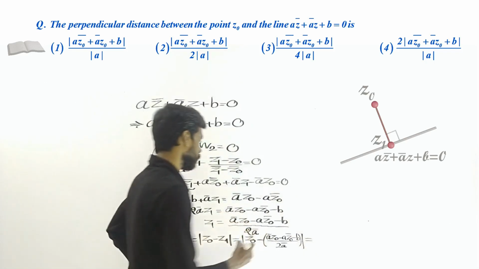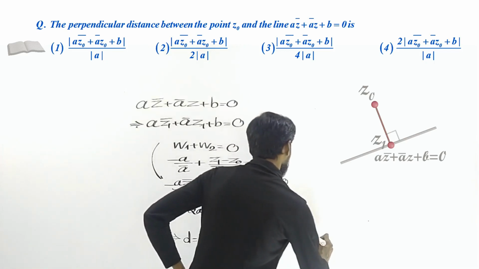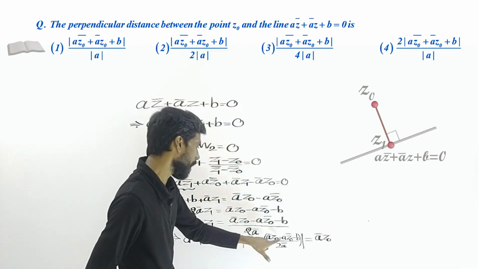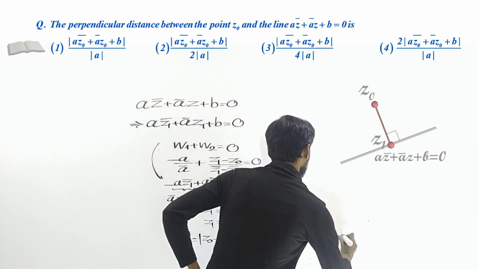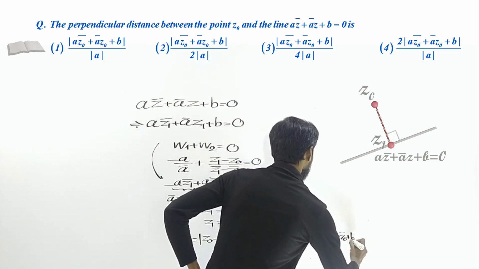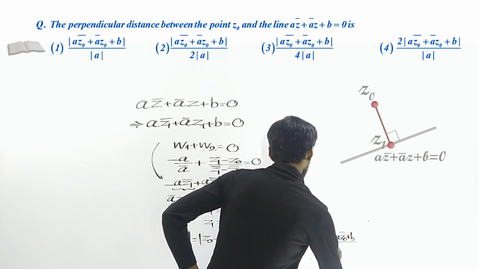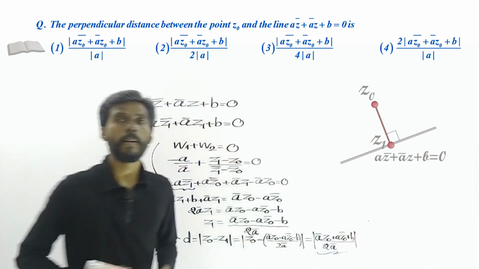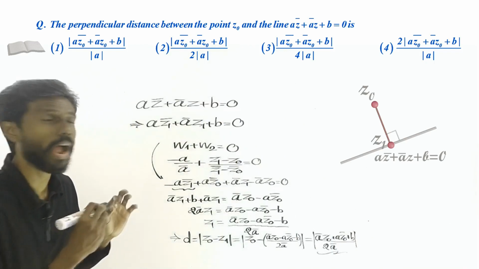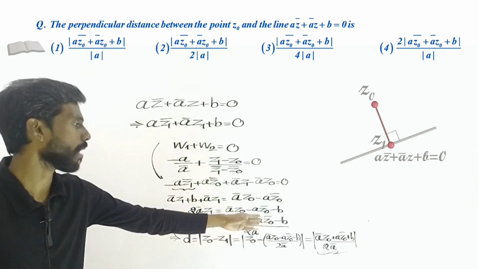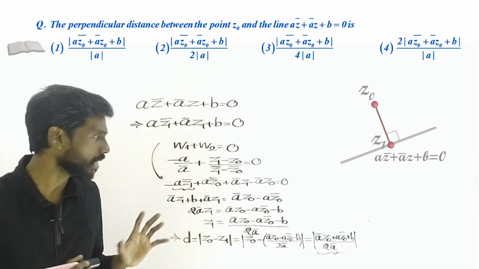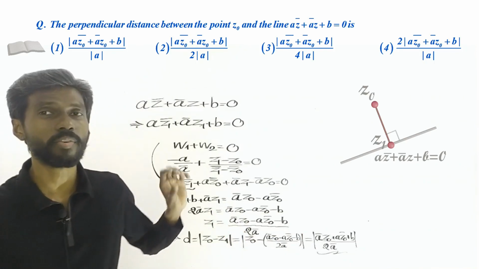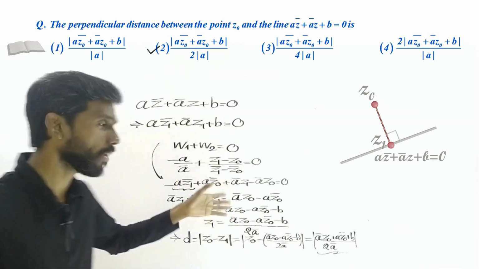That means 2 times this minus 1 time this. So this is a bar z0. So a bar z0 plus a z0 bar plus b divided by 2 times a bar. Okay, so modulus of that. So that's also the distance between the point z0 and the given line, right? So that is of the form a bar z0 plus a z0 bar plus b divided by 2a bar, right? So that is the length of perpendicular from the point z0 to that line.